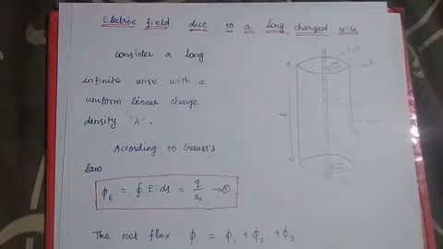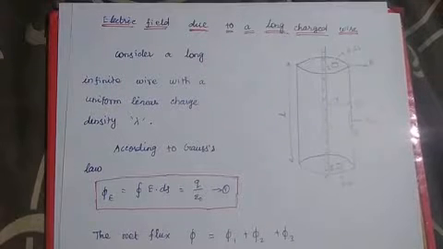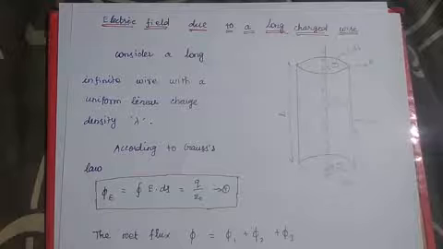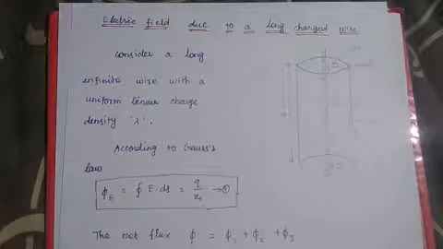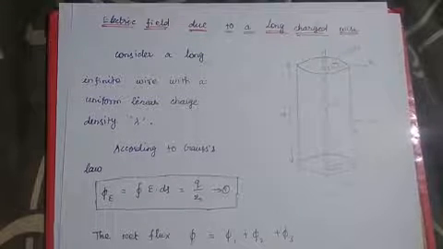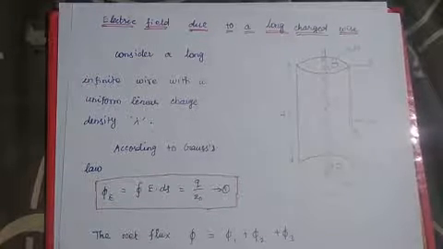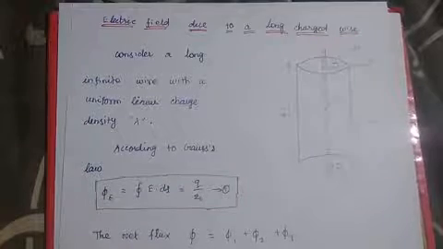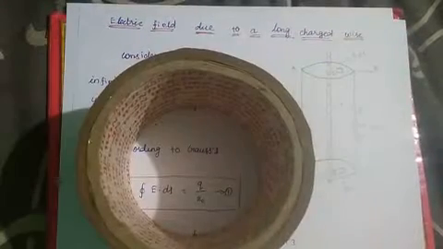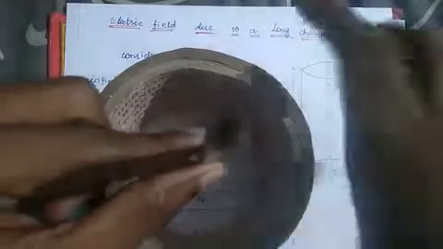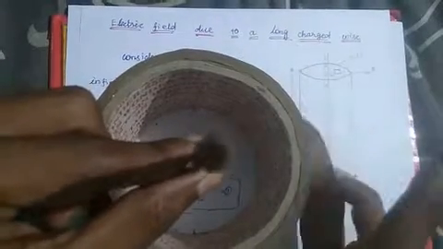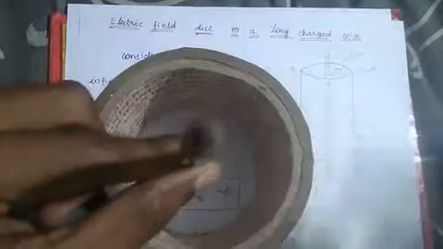In order to calculate the field created by the long charged wire, I'm considering one Gaussian surface. If you want to apply Gauss law, you have to choose one Gaussian surface. A Gaussian surface is nothing but the surface which you are taking for the application of Gauss law. So I'm taking a cylindrical surface. If this is a long charged wire, it will generate an electric field around it in a circular manner. For that reason I'm taking the Gaussian surface as a cylindrical one.